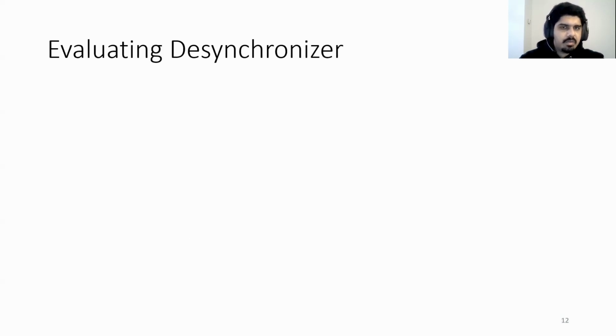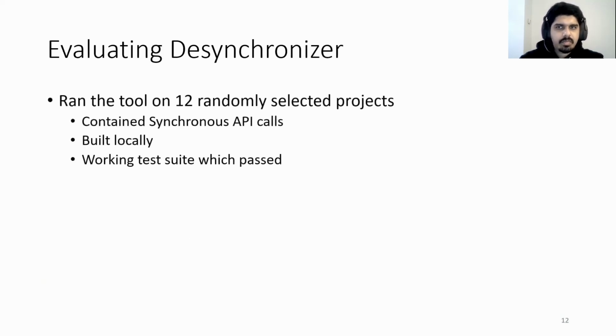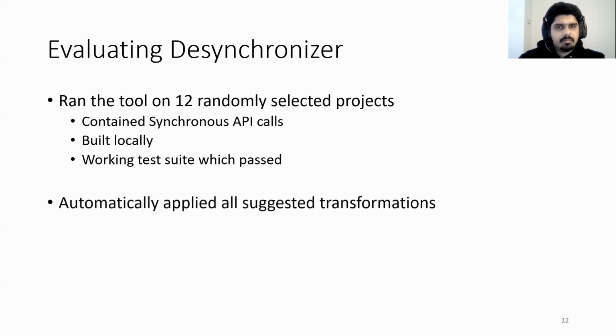Now, how did we evaluate Desynchronizer? In order to evaluate Desynchronizer, we ran the tool on 12 randomly selected projects. These were selected from a large set of programs which had to contain synchronous API calls. We should be able to build them locally, and all of them had to have a test suite which passed. After running Desynchronizer, we automatically applied all of the suggested transformations in the program.